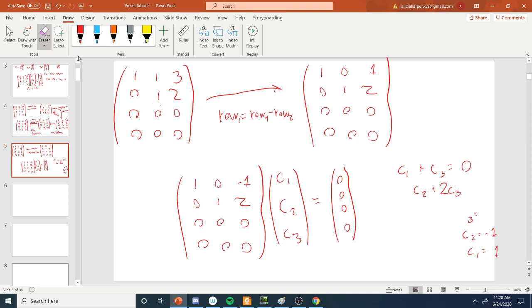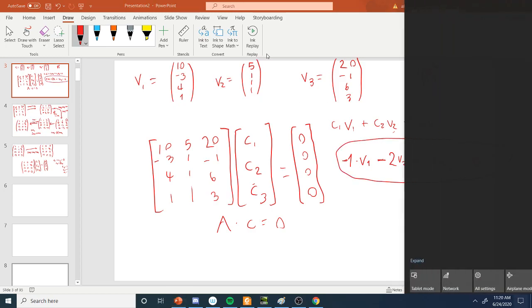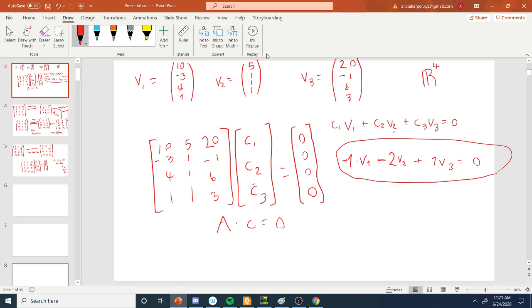And now let's write down our particular solution. Again, we can take C3 to be 1, we can take C2 to be -2, and we can take C1 to be -1. And so this changes this. And now this relation is manifestly true. Because as you can see, if you add 2 copies of v2 to v1, you would get 0 in the first component, -1 in the second, 6 in the third, and 3 in the fourth. So this is a true relation. Thus, these 3 vectors in R4 are not linearly independent.